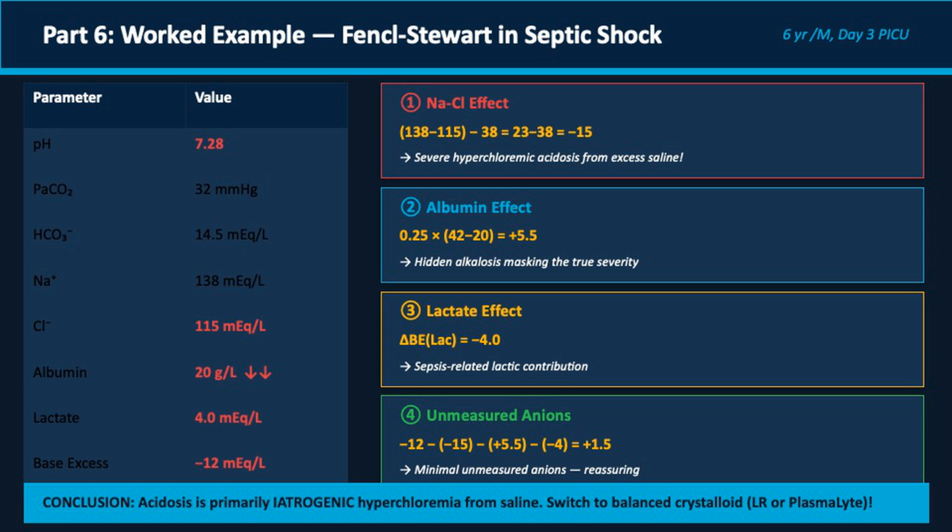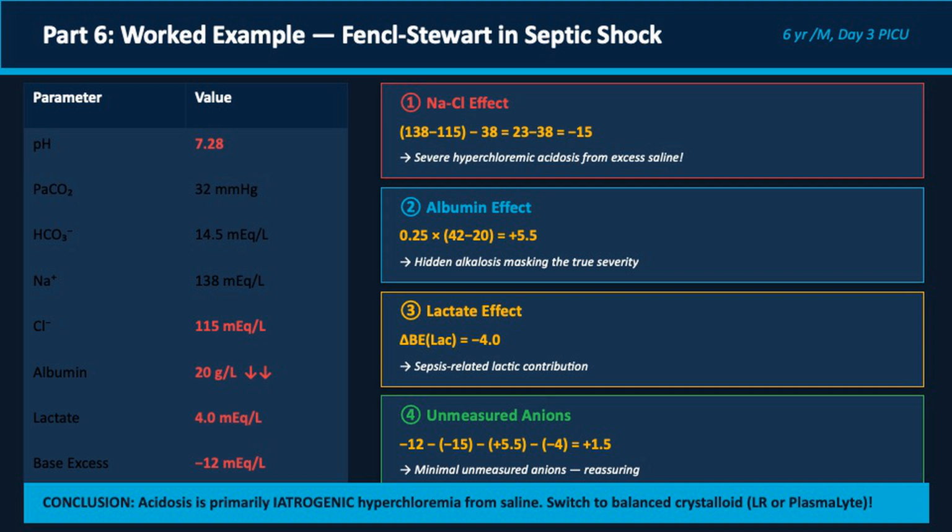Now let's calculate unmeasured anions. And it comes out to be +1.5, which is essentially 0. So that means there are minimal unmeasured anions. There are no hidden ketones or toxins. So the question is, what is driving this acidosis? It is not ketones, it is not uremic anions, and it is not primarily the sepsis. It is due to saline. So the biggest driver of this patient's acidosis is the saline your team has been giving for the past 3 days.